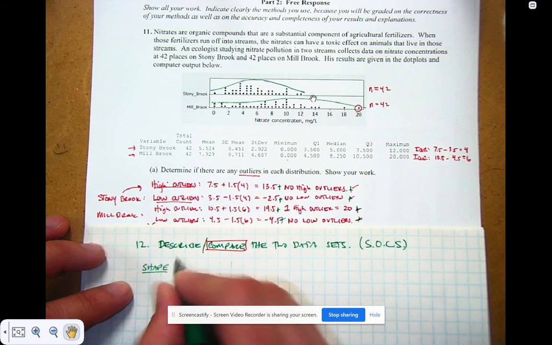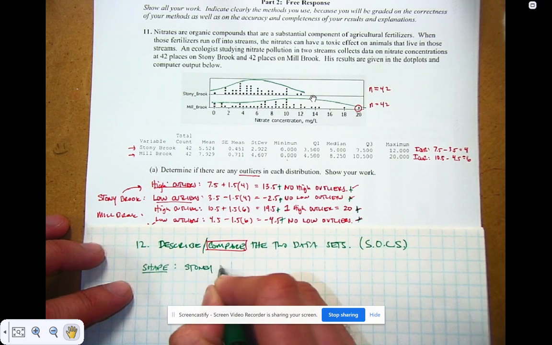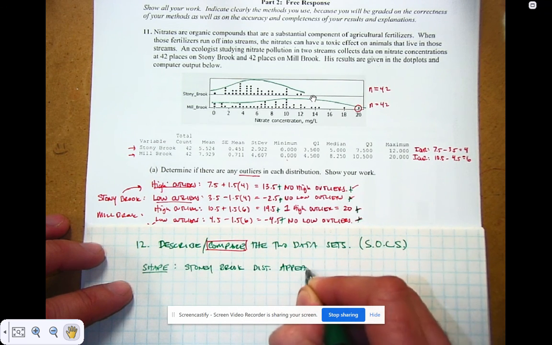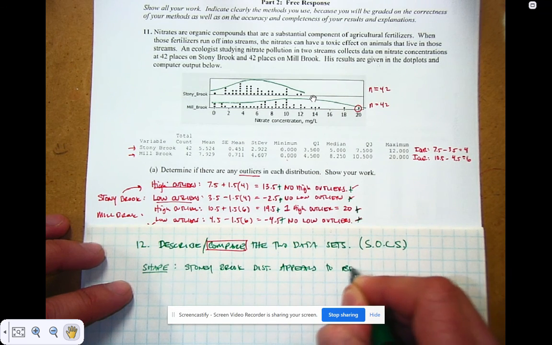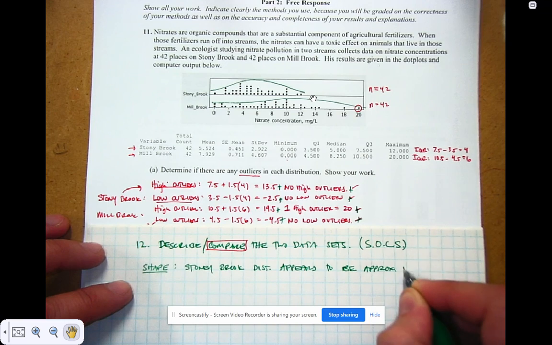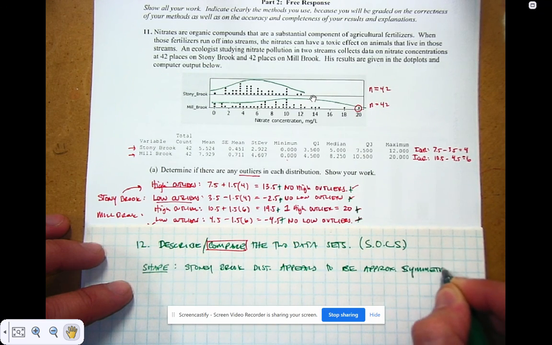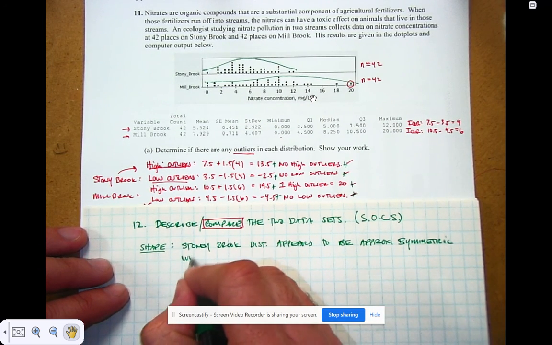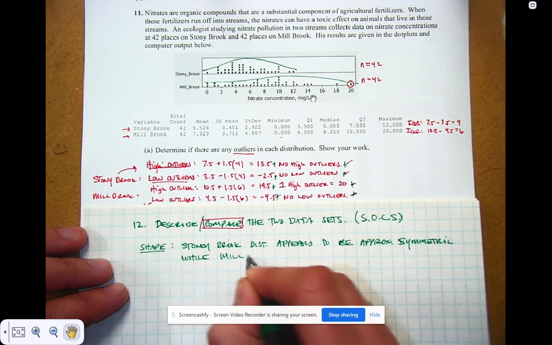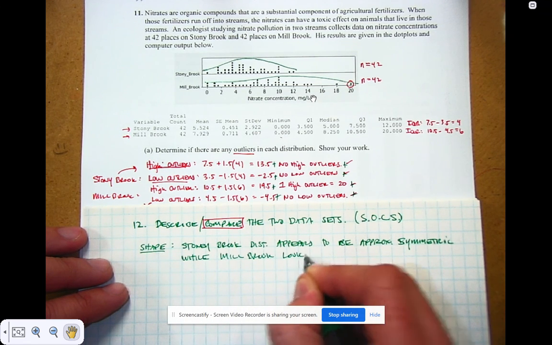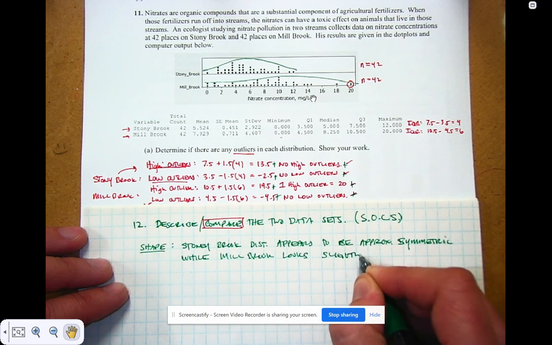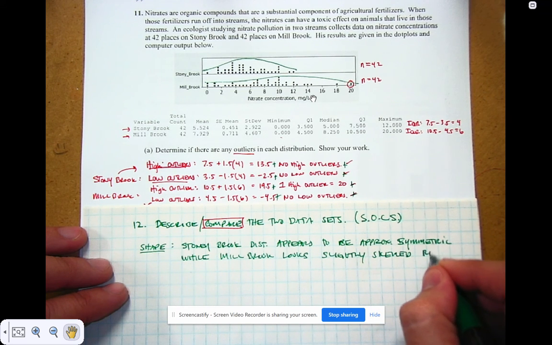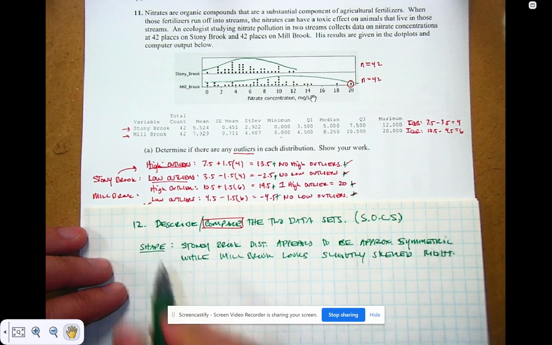So you would say Stony Brook distribution appears to be approximately symmetric. You guys need to use these words. You can't use random words like centered and stuff like that. So approximately symmetric, while Millbrook looks slightly skewed to the right. Okay, so you've addressed shape and you've compared the two.